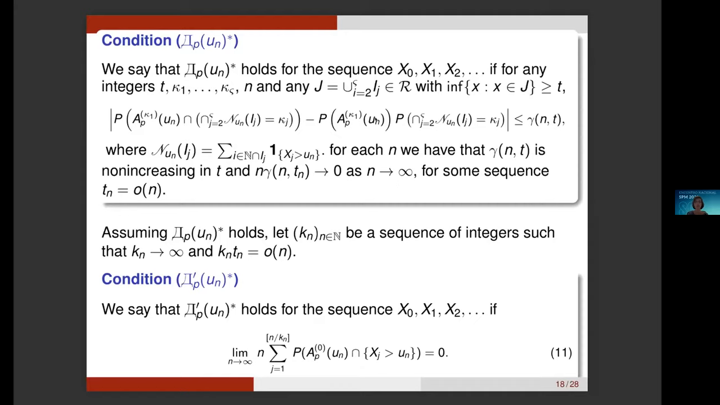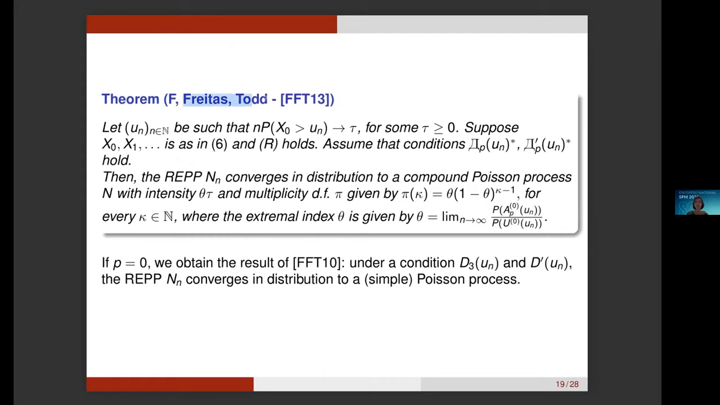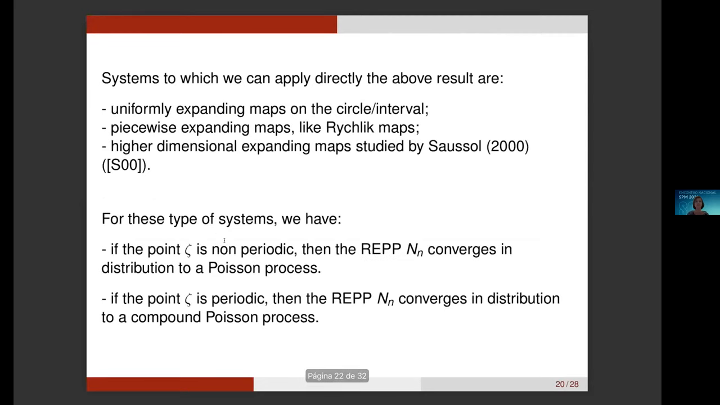Now, in order to establish the results about the limiting process, we have here the mixing conditions that we have to impose. So these mixing conditions are similar to the previous ones again, but now simply adapted to point processes, okay? So it involves events that count the number of exceedances in certain intervals. The result with Jorge Freitas and Mike Todd says that under the previous conditions, the limiting point process is a compound Poisson process with intensity theta tau and multiplicity distribution function. So the distribution function of the size of the cluster is given by the geometric law with parameter given by the extremal index, okay?